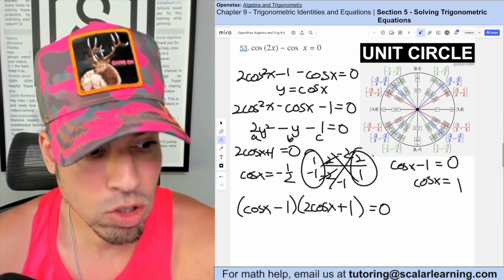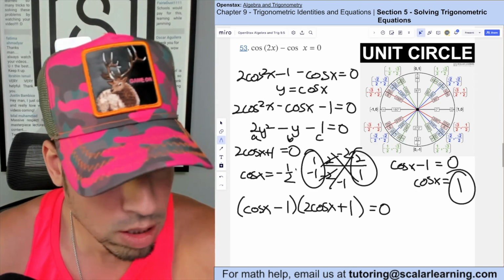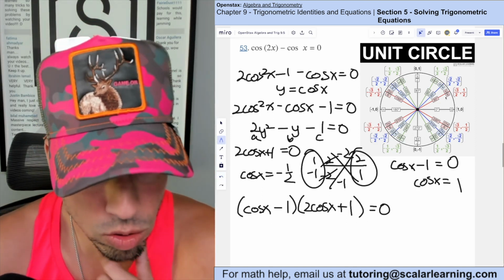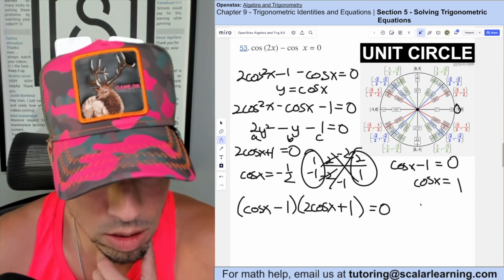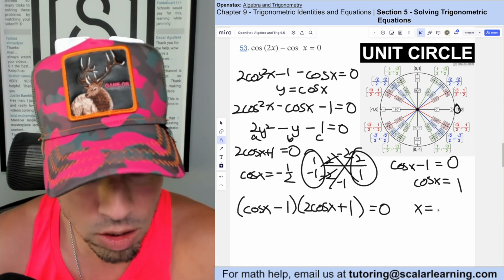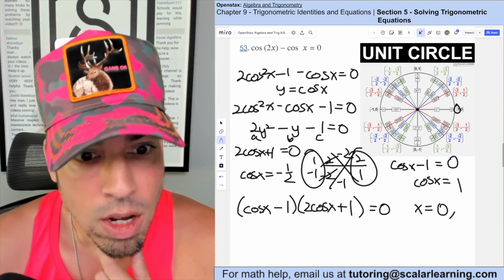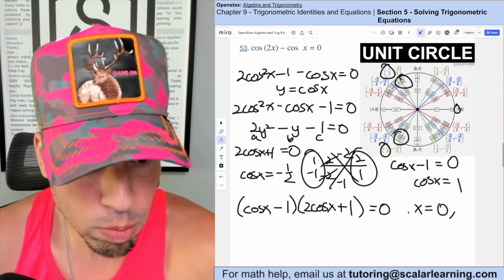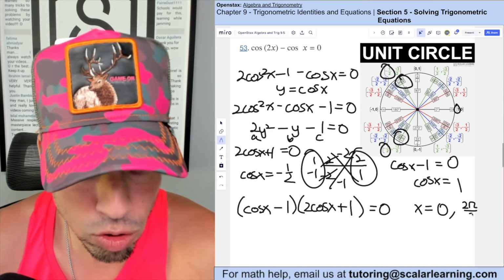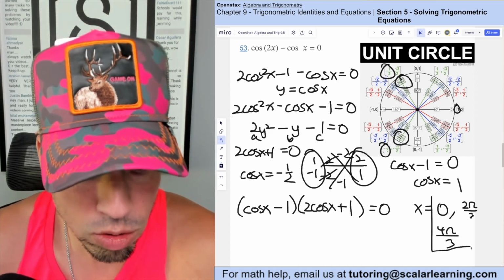Now we're going to use the unit circle, because cosine is really saying when is the x value going to equal this or this on the unit circle. So I see +1 occurring in one spot when the radians are 0. So one possible answer is 0 radians. And then for -1/2 on the x values, I see 2 spots here and here, which means my other 2 answers are 2 pi thirds and 4 pi thirds. So we got 0, 2 pi thirds, 4 pi thirds, and those are your 3 solutions.